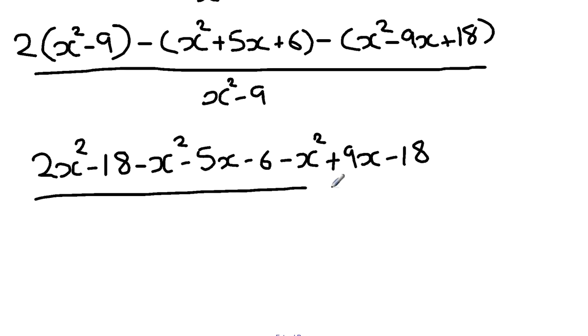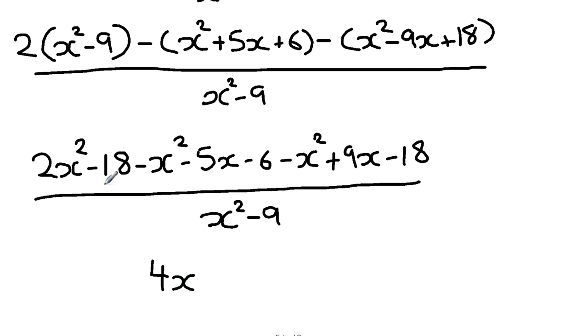Over x squared minus 9. I'm going to simplify it further. So 2x squared minus x squared minus x squared cancel out, so it gives us 0x squared. So we don't need to write it down. We have minus 5x plus 9x, which gives us positive 4x.